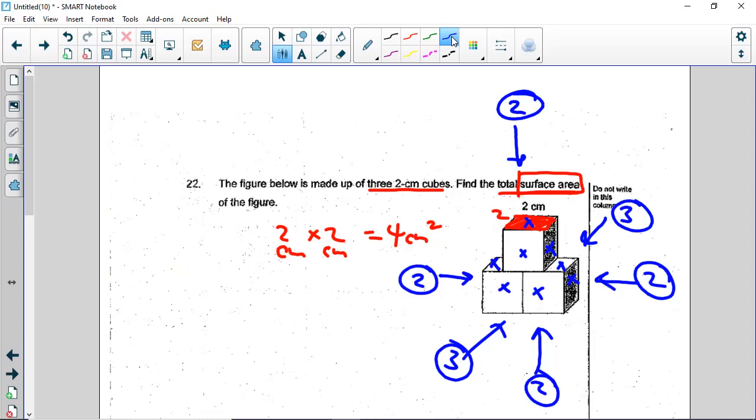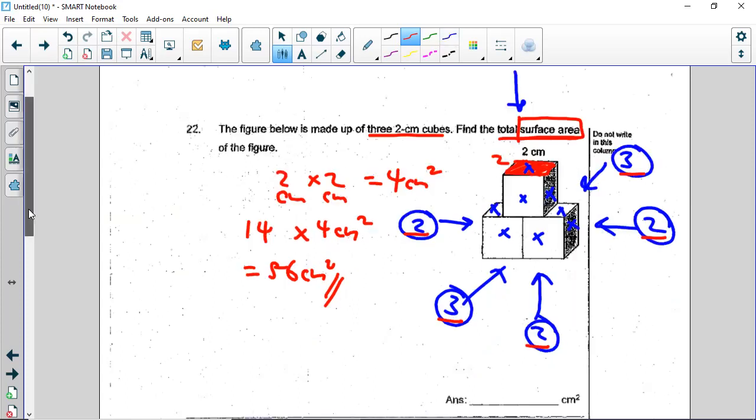So altogether, how many faces? You count 2 plus 2, 4, 7, 9, 11, 14. So there are 14 faces. And if there are 14 faces, what is the total surface area? You multiply by the area of one face, and you will get 56 cm squared, which is the total surface area. Understand? There's no volume, nothing to do with volume.